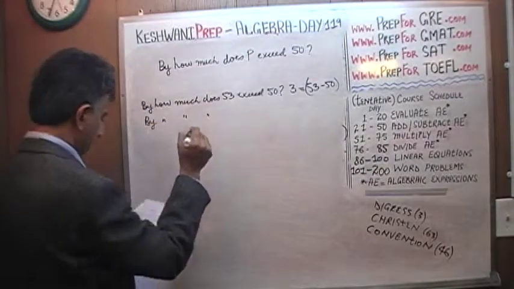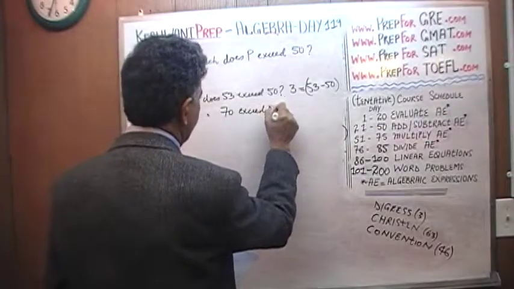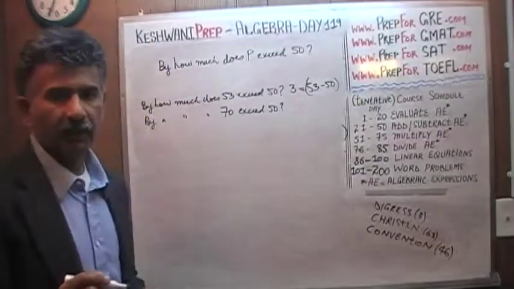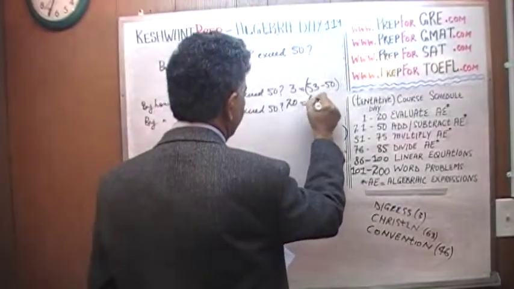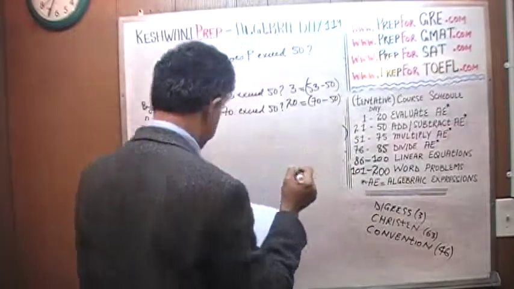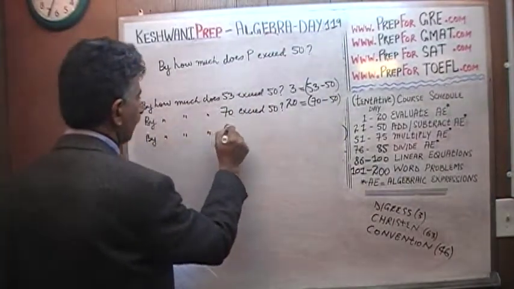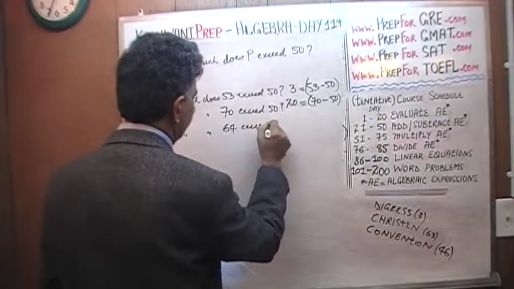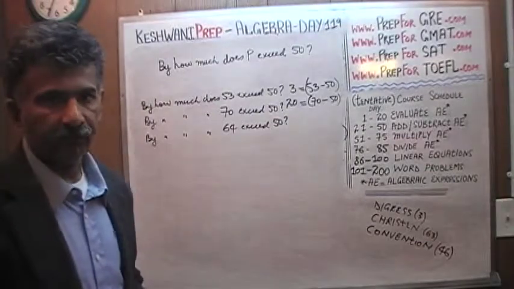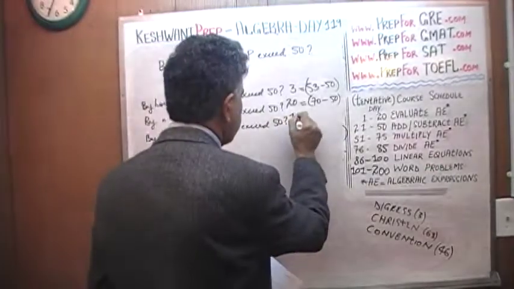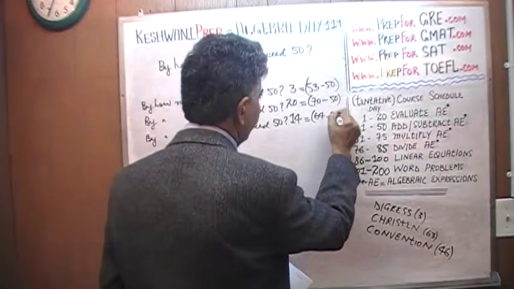By how much does 70 exceed 50? By the amount of 20, which is simply 70 minus 50. By how much does 64 exceed 50? By 14. Where did it come from? It's simply 64 minus 50.